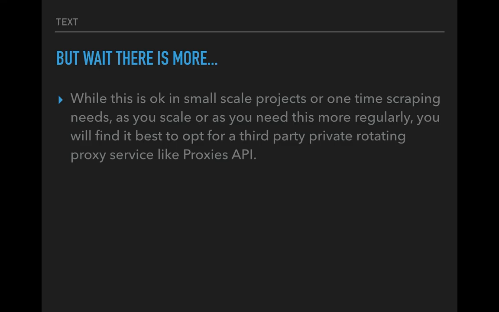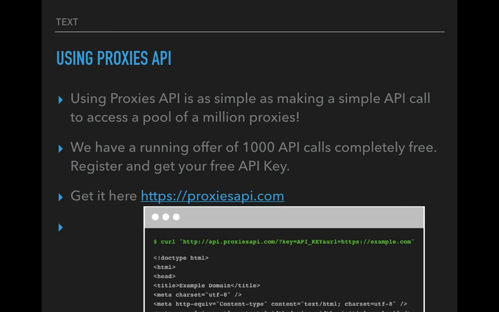Yeah, all these tricks are okay in small projects, but if you are really looking to scale this, you need a rotating proxy service. There's just no other way. You don't even have to go for mine, but I'm saying it's silly to skimp on this. Using Proxies API, if you do decide, have a look at it.